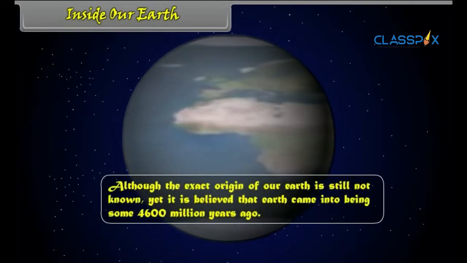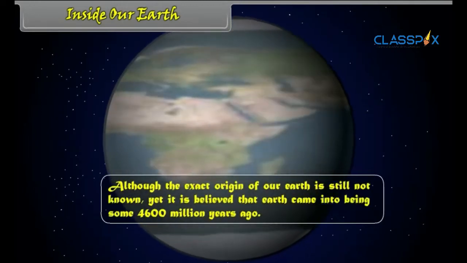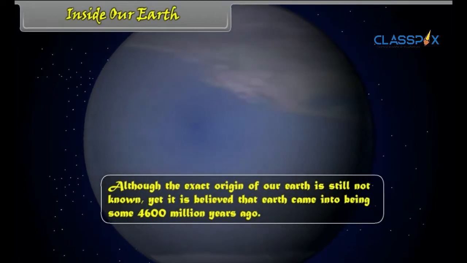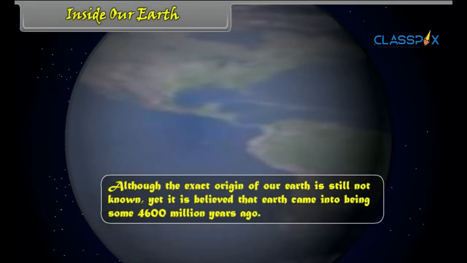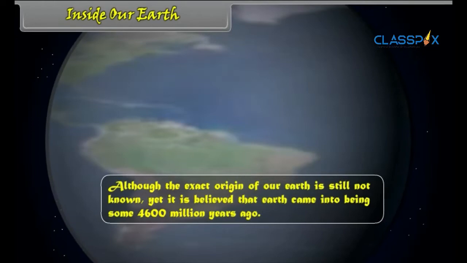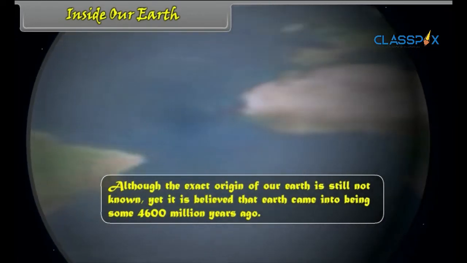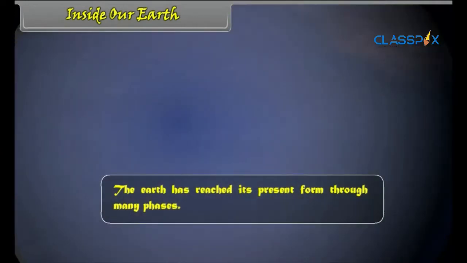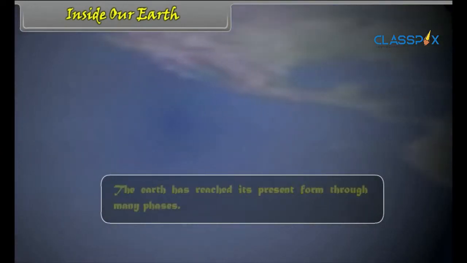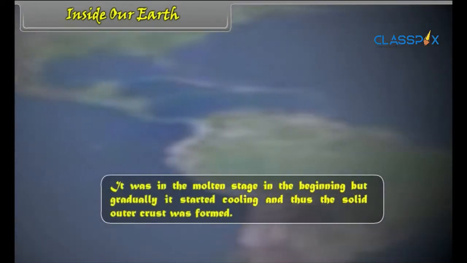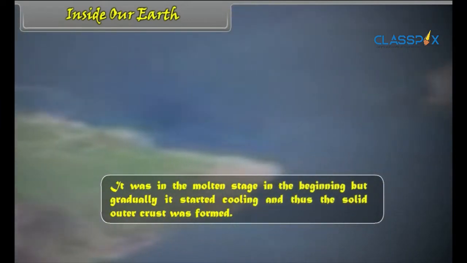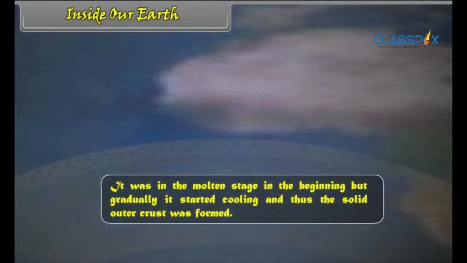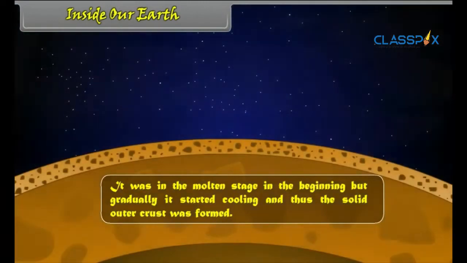Although the exact origin of our Earth is still not known, yet it is believed that Earth came into being some 4,600 million years ago. The Earth has reached its present form through many phases. It was in the molten stage in the beginning, but gradually it started cooling and thus the solid outer crust was formed.